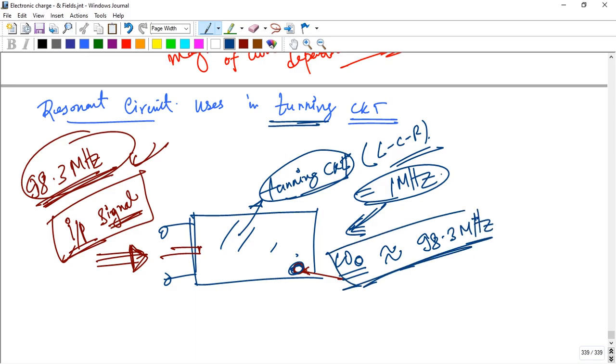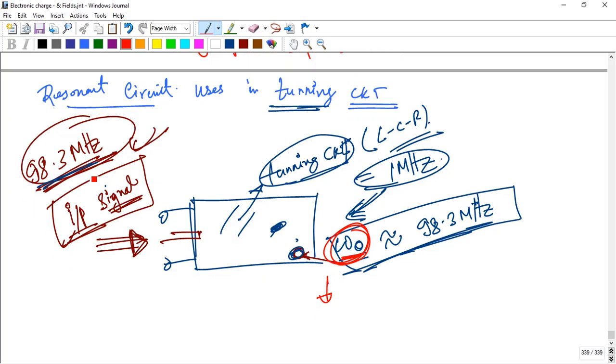When you match these two frequencies, the input frequency of 98.3 megahertz and the tuning circuit resonant frequency omega naught, we get maximum current. Maximum current means now we listen to the radio Mirchi, suppose at 98.3 megahertz. We catch that signal clearly, with very low noise, almost zero noise. Before and after that 98.3 megahertz, there is some noise.